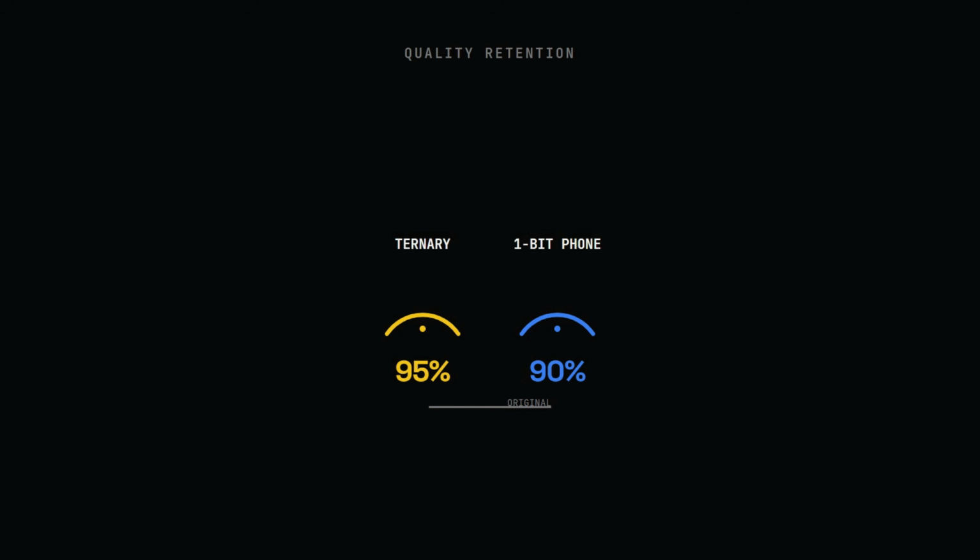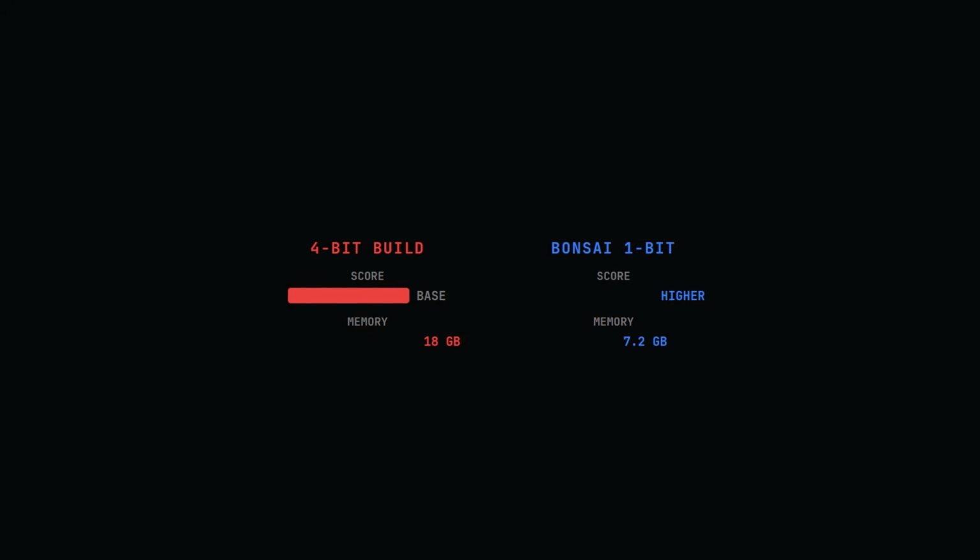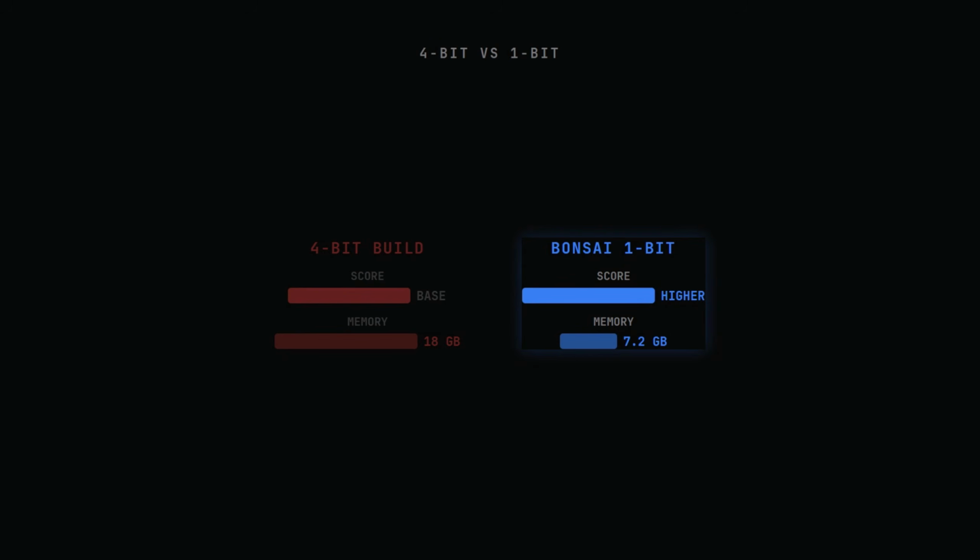And here's the part that makes it more than a party trick. Take the most aggressive normal 4-bit build of this same model. Bonsai's 1-bit version scores higher than it while using 2 1/2 times less memory. It is a strictly better trade than the quantization everyone already trusts.